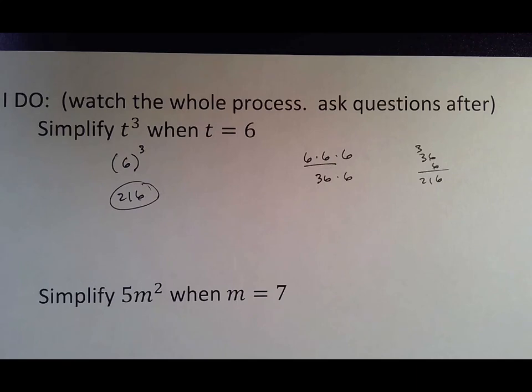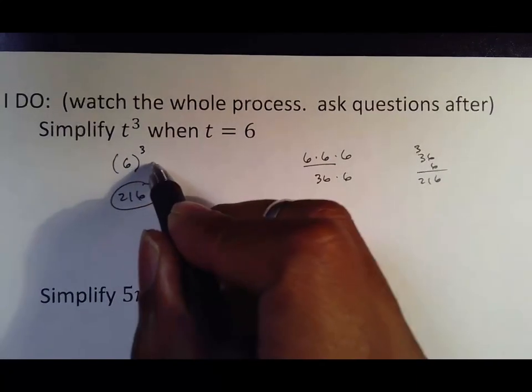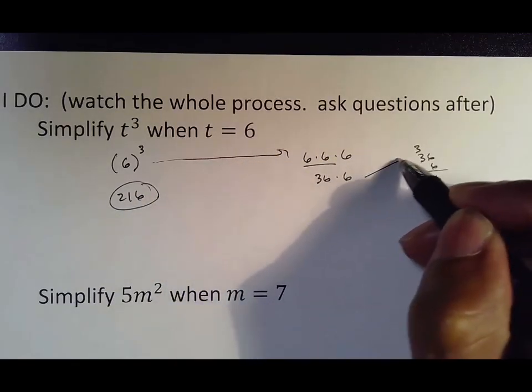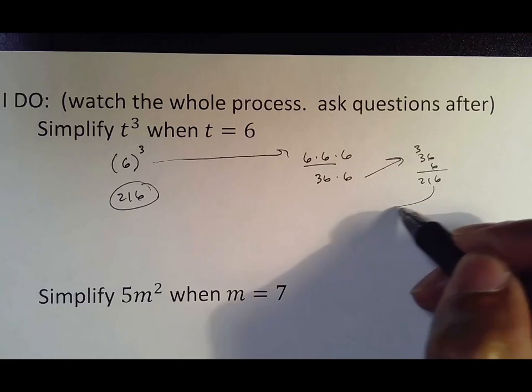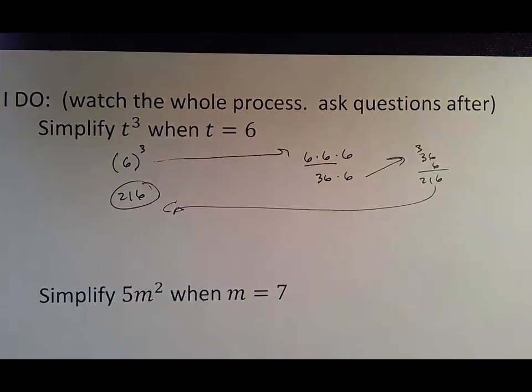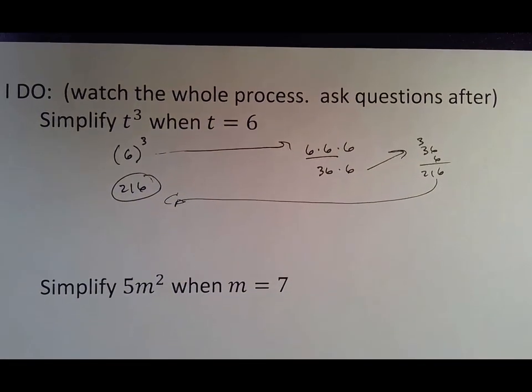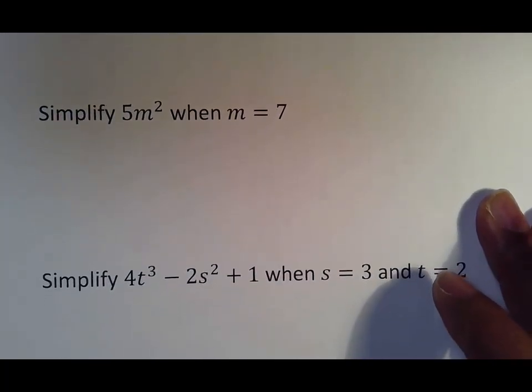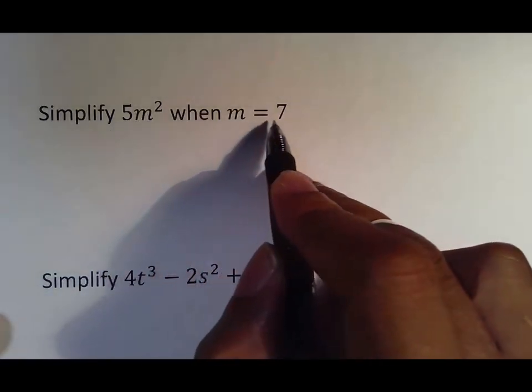Alright. Notice I did 2 levels of scratch work. I saw 6 to the third. I took it off to the side. I said, hey, I don't know what that is. I took it off to the side again. Once I got my answer, I knew that's where it belonged. Use your scratch work. Use your space. Don't try to put everything together all in one spot. It doesn't work out. Simplify 5m squared when m is 7.